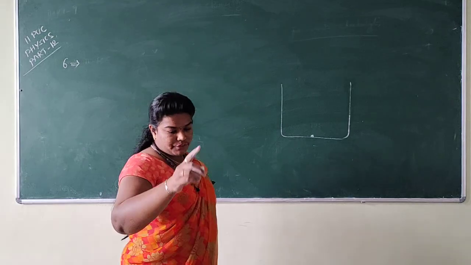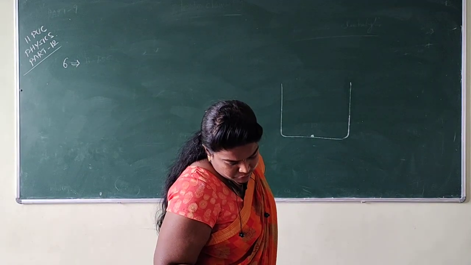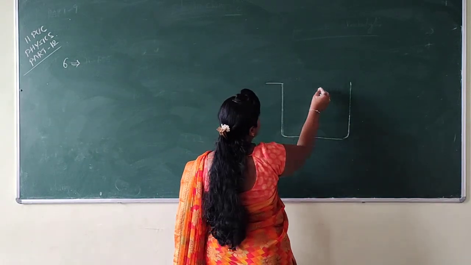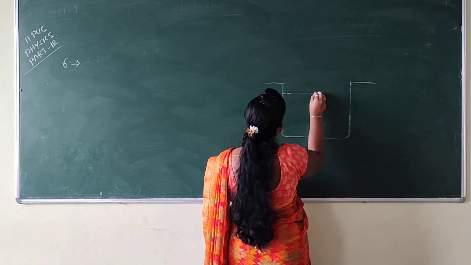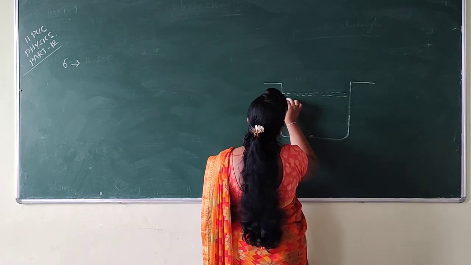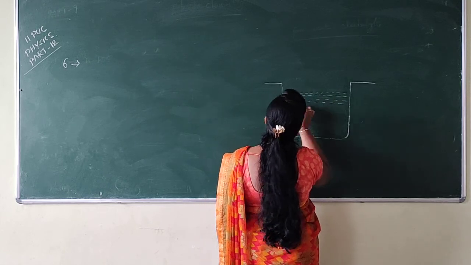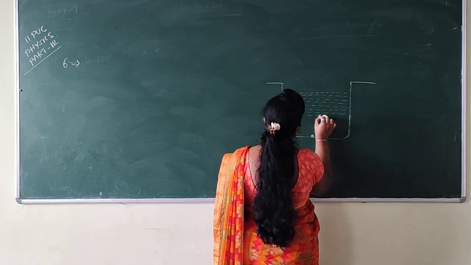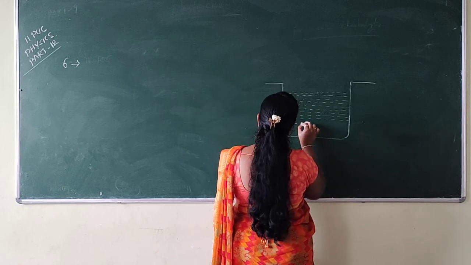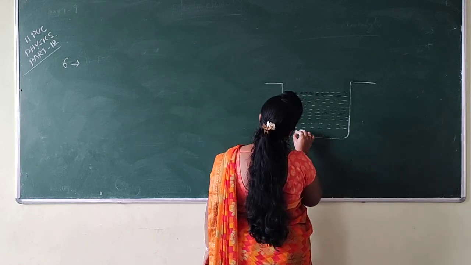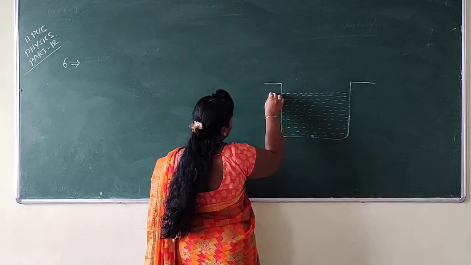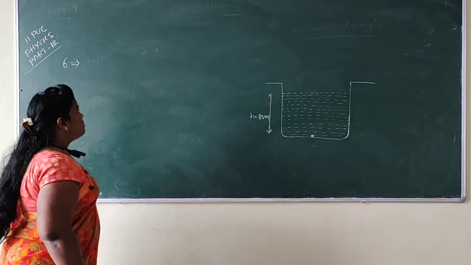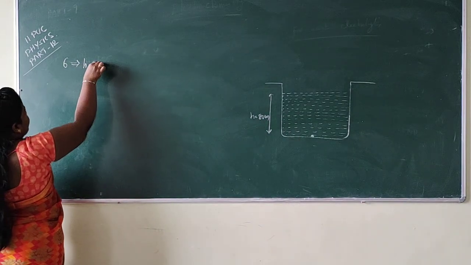This tank is filled with water. They have given that the tank is filled with water to a depth of 80 centimeter. The depth of the water through which the tank is filled is 80 centimeter. I am going to write the height so that the tank is completely filled with water. So the height is equal to 80 centimeter. Now let us come to the given values: h is equal to 80 centimeter.